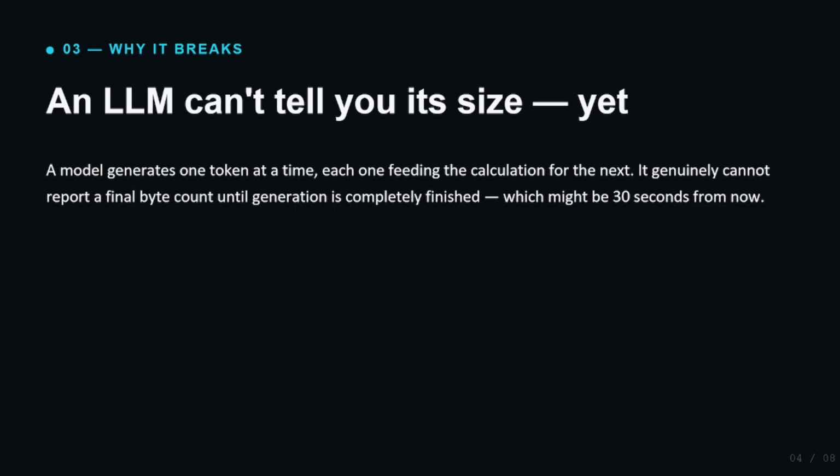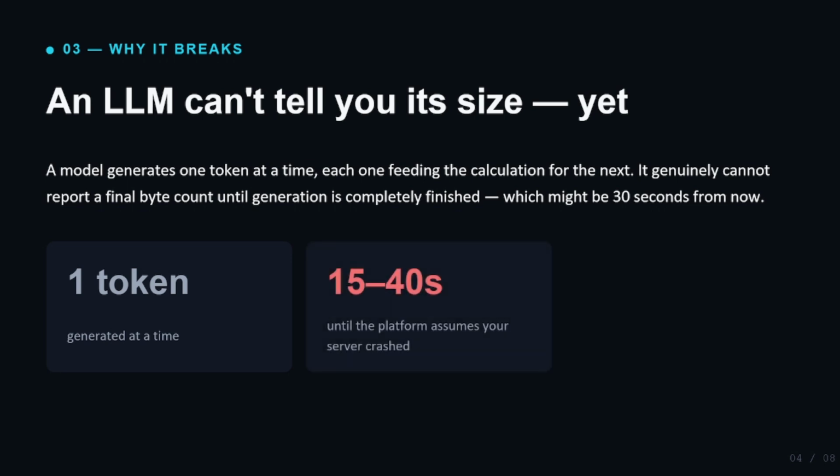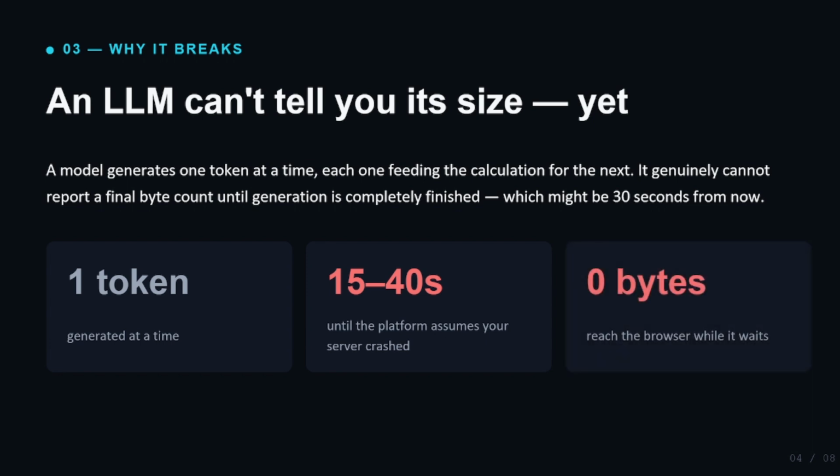So what happens is that one token is generated, then the browser is waiting 15 to 40 seconds for the next token or how long the response would take. Now, the browser doesn't know how long the response will take. It cannot calculate the content length header. So your server could crash because 0 bytes reaches the server. So this is why LLMs break the standard browser request.